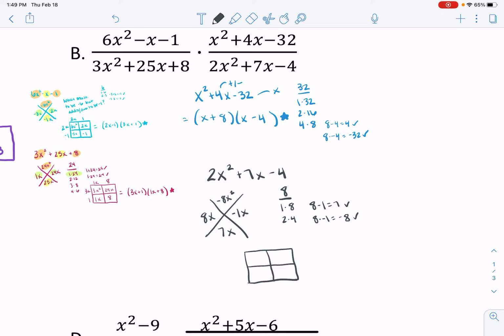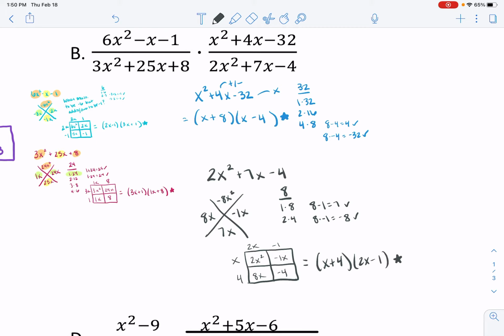Okay. So I'm going to put the original 2x squared here and negative 4 here, and I'll bring our 8x and negative 1x from the diamond. Looks like here all I could take away from both of the top would be an x. So there needs to be a 2x here and a negative 1 here. 2x times 4 gives me 8x, and 4 times negative 1 gives me negative 4. So we've got x plus 4 and 2x minus 1.